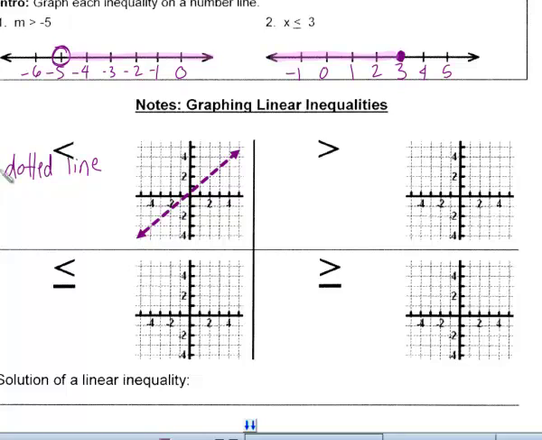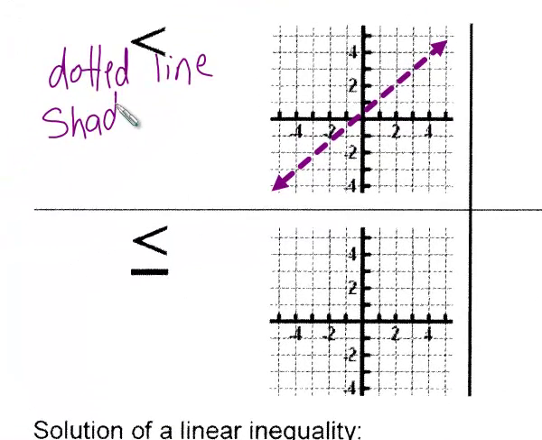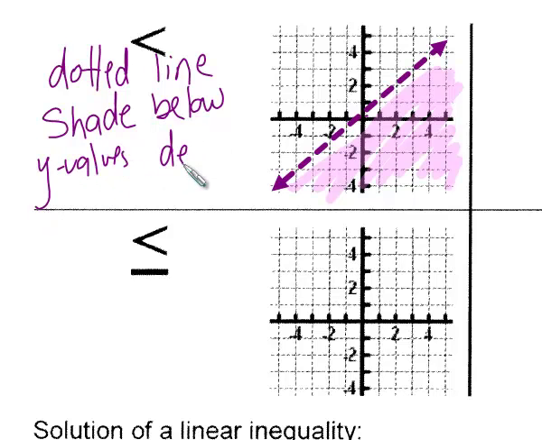And then I need to shade below my line because it's less than. So I look at my y's and I figure out where are my y's less than the intersection right here. Well, they're at the bottom. So I'm going to shade below. And this is all based on where my y values decrease. Okay, so this is for if the line just says less than.